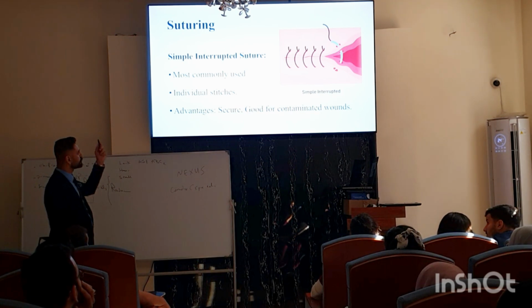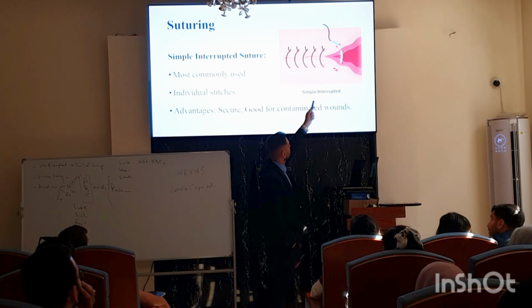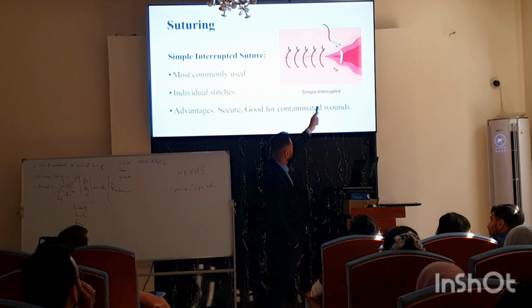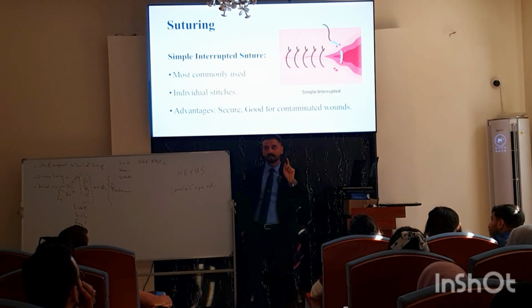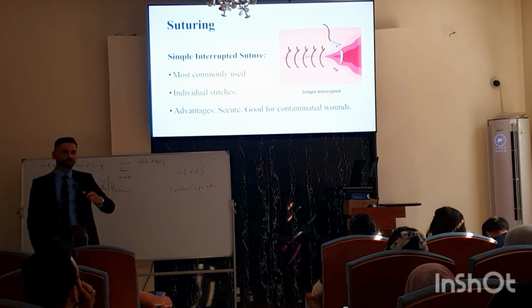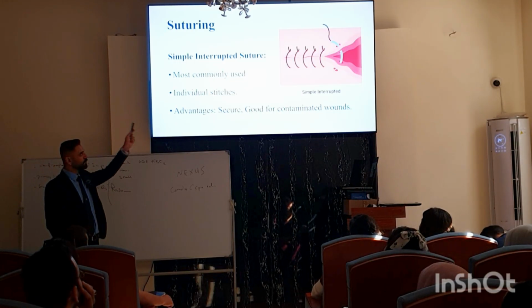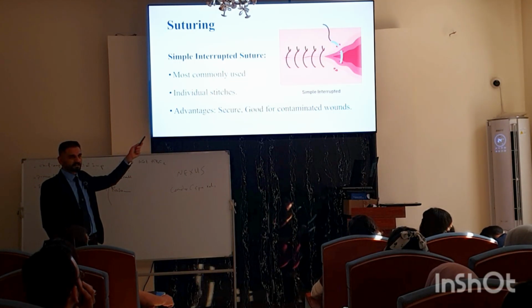It's a simple interrupted. We just go from one side of the skin going inside the body and going out from the other wound edge, then going out from the skin and just tightening each one to another, and it's interrupted, simple interrupted. So we stop. Each suture we take will not affect the second one. If we have disrupted one of the stitches, it will not affect the next one. Okay.